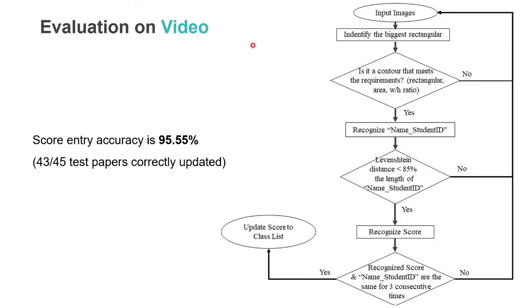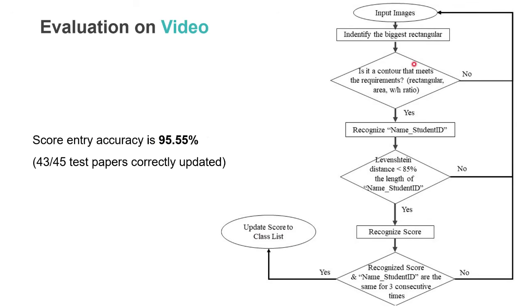But for the score, you don't have anything supporting it to increase the accuracy. But with video, we get a lot of continuous frames, so we can. So I use this criteria: if we recognize the score and student index as the same for 3 consecutive times, it will update the score into the class list, and it will raise the accuracy so much.